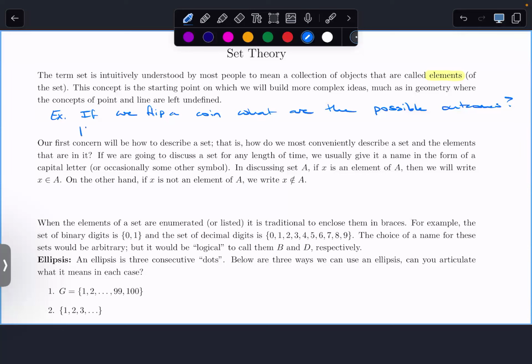And let's denote them by H and T, heads and tails. Fair enough. Right. So then our elements are H and T. So they're not objects, but they are elements. And usually what we do to denote a set is we close it up in curly brackets. Okay. And so we use curly brackets to denote a set, such as {H, T} in curly brackets. That's the set of possible outcomes from flipping a coin.